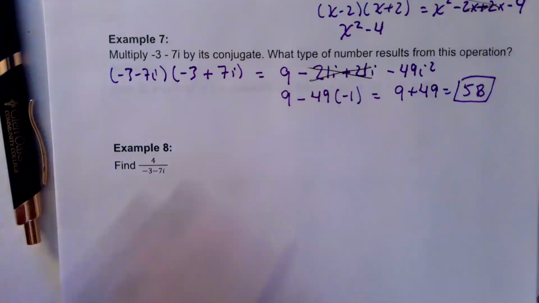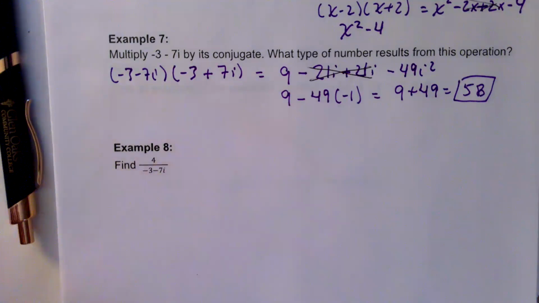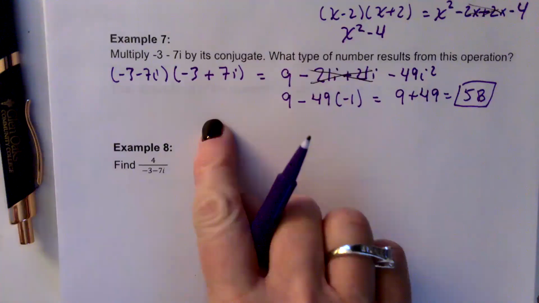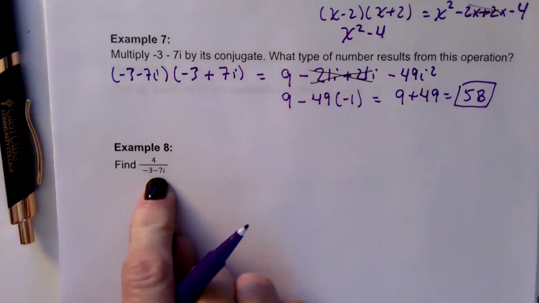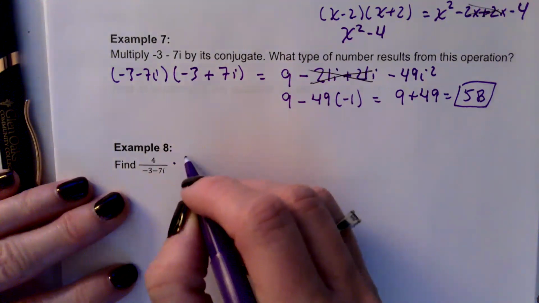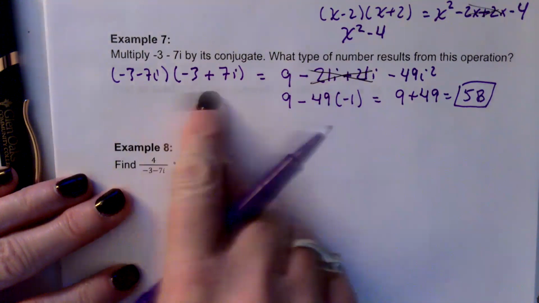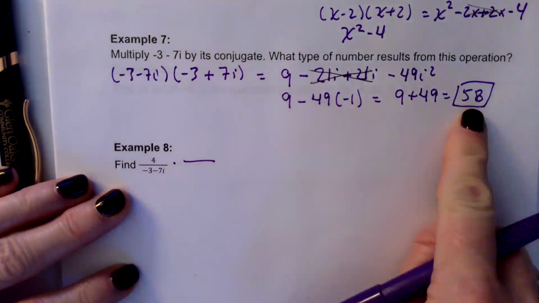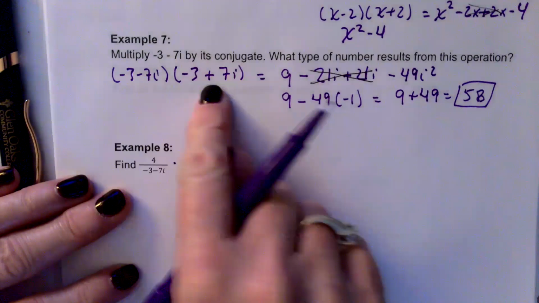So finally, we're going to divide by a complex number. So the reason we had to learn about complex conjugates is because we cannot have a complex number in the denominator of a fraction. So we are going to multiply by the complex conjugate to get rid of that, because notice that when we multiply complex conjugates, we end up with only a real number. That's the benefit of multiplying by the conjugate.